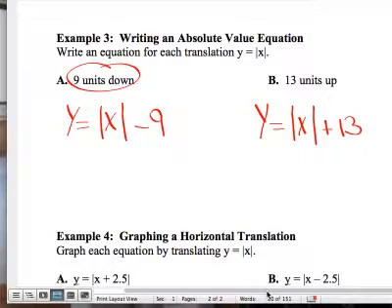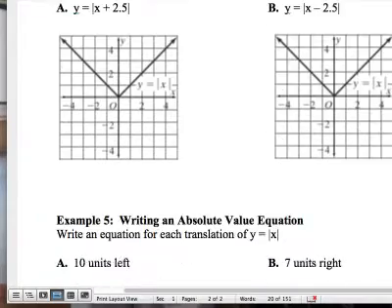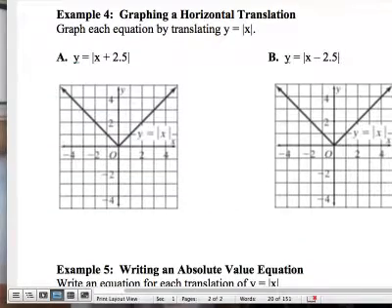If you look at example 4, I want you to notice instead of the number being on the outside of the absolute value, where do you see that number? Inside. It's on the inside. So this time, if the number is on the inside of the absolute value, it tells you to go left or right. Outside of absolute value, up or down. And that is something that you need to memorize.